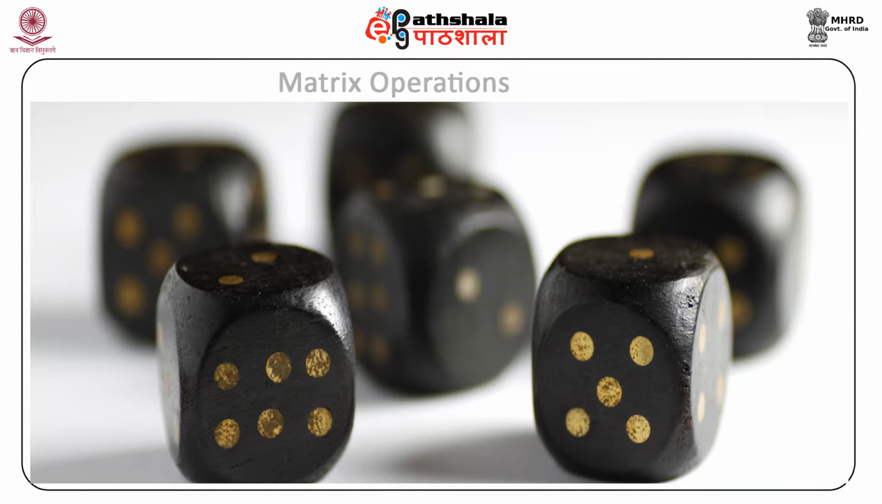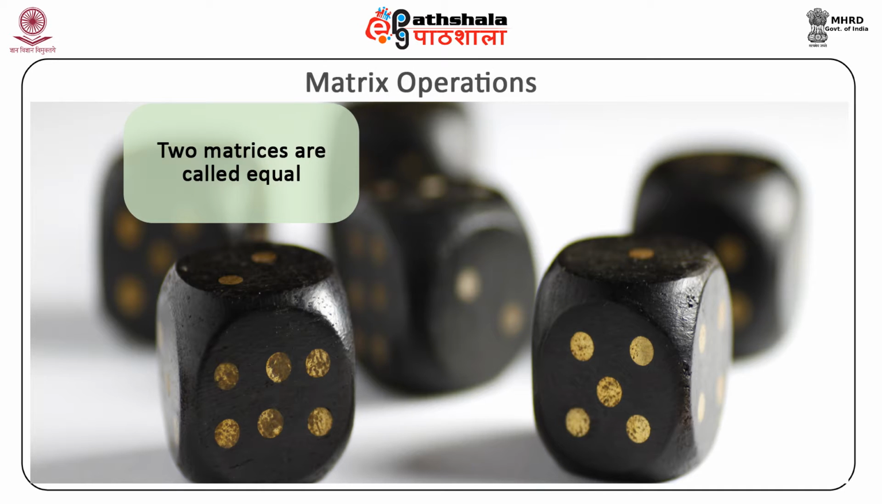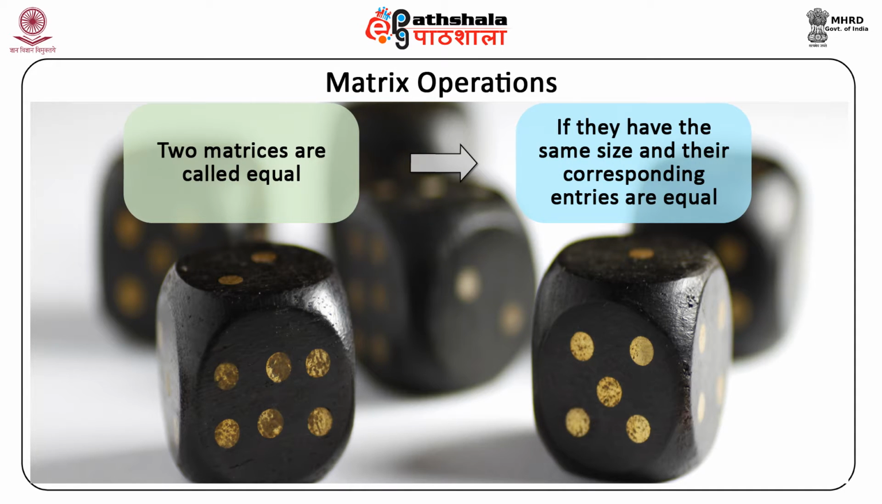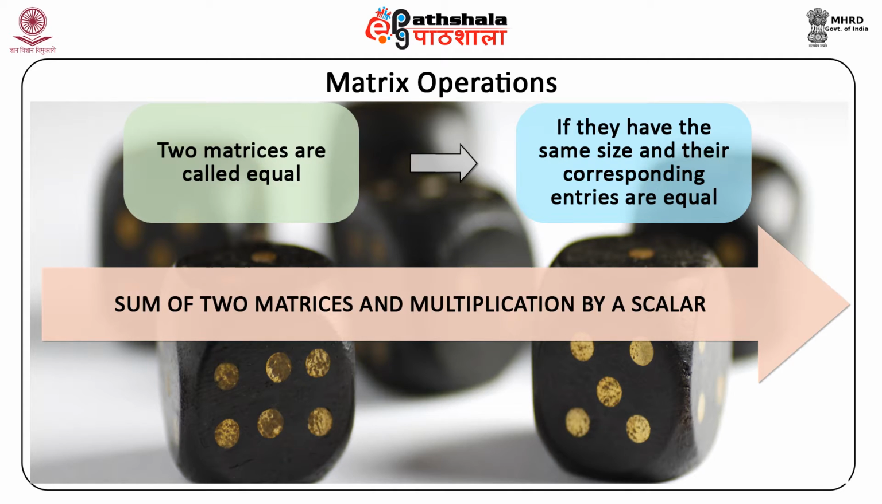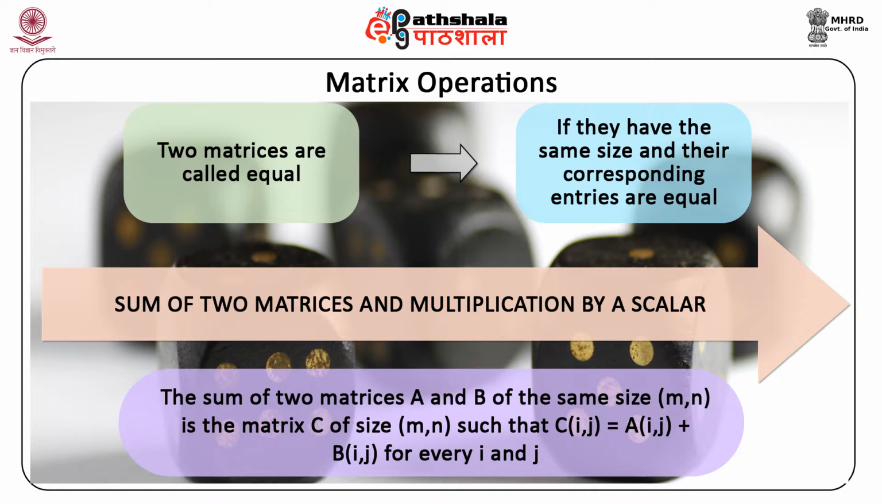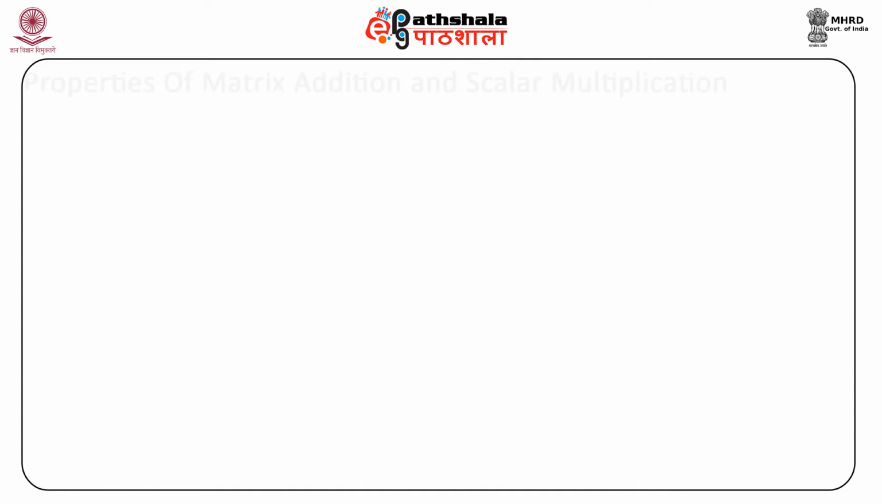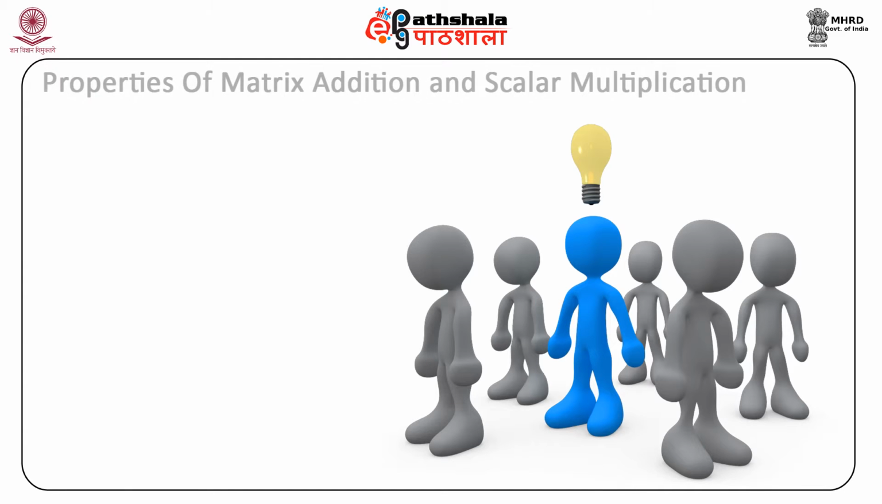Next we will discuss matrix operations. Two matrices are called equal if they have the same size and their corresponding entries are equal. Sum of two matrices and multiplication by a scalar. The sum of two matrices A and B of the same size m by n is the matrix C of size m by n such that Cij is equal to Aij plus Bij for every i and j. In order to multiply a matrix by a scalar, one has to multiply all the entries of the matrix by this scalar. Properties of matrix addition and scalar multiplication.